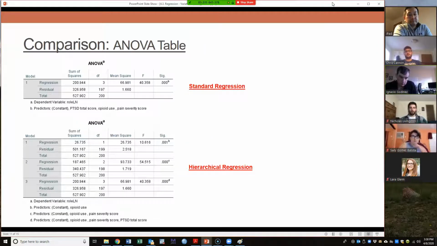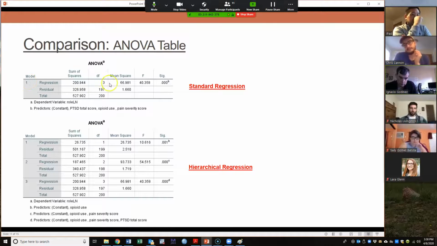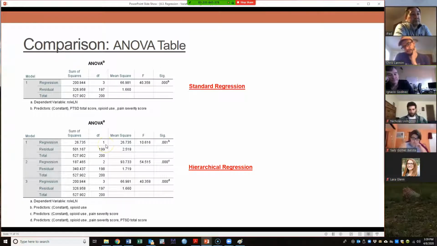If I take a look at my ANOVA table, same thing here. This is my ANOVA for my overall standard regression model. Here I've got the ANOVA for my regression model where I've just got opiate use as a predictor. Here's my ANOVA for opiate use and pain severity. And here's my ANOVA for opiate use, pain severity, and PTSD.